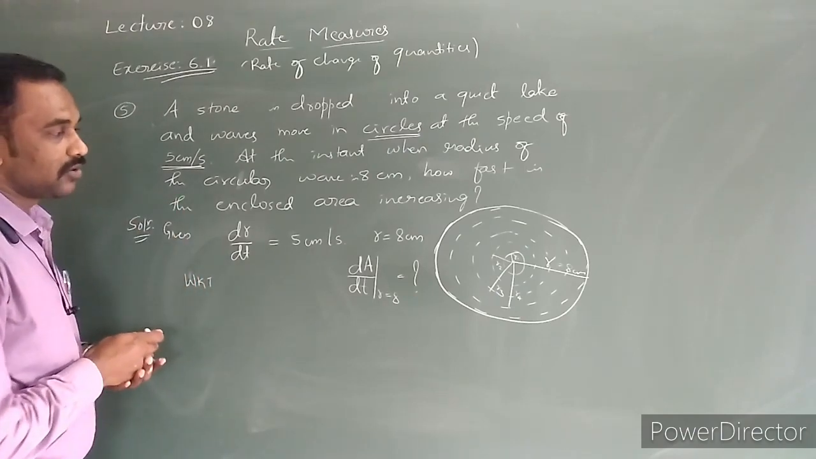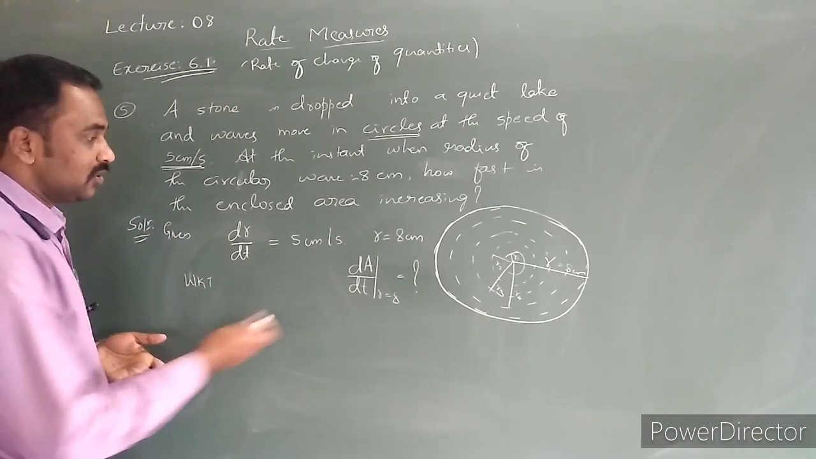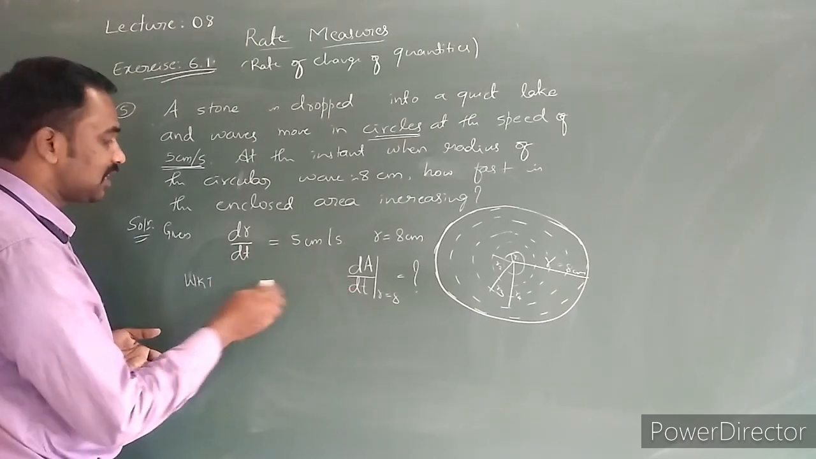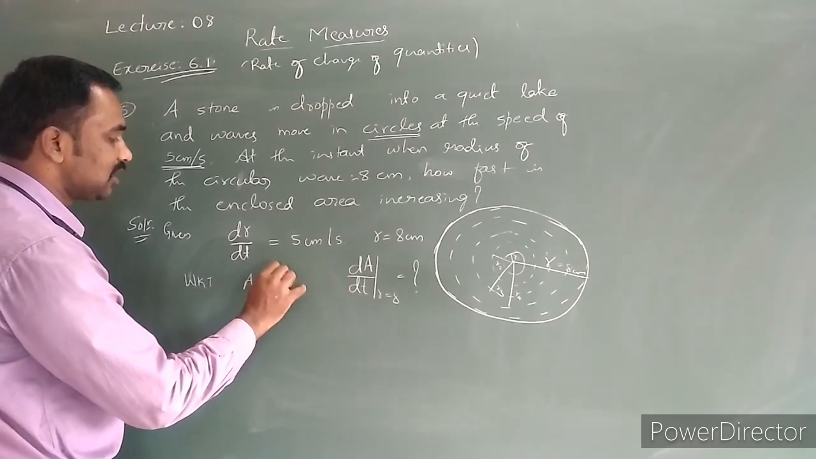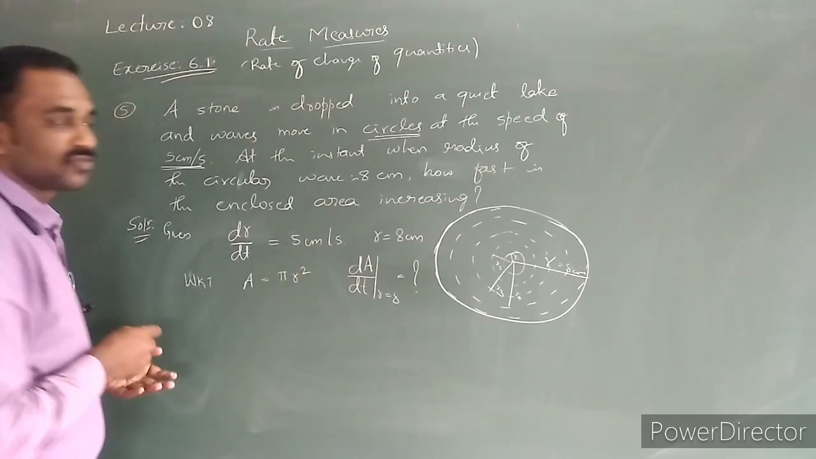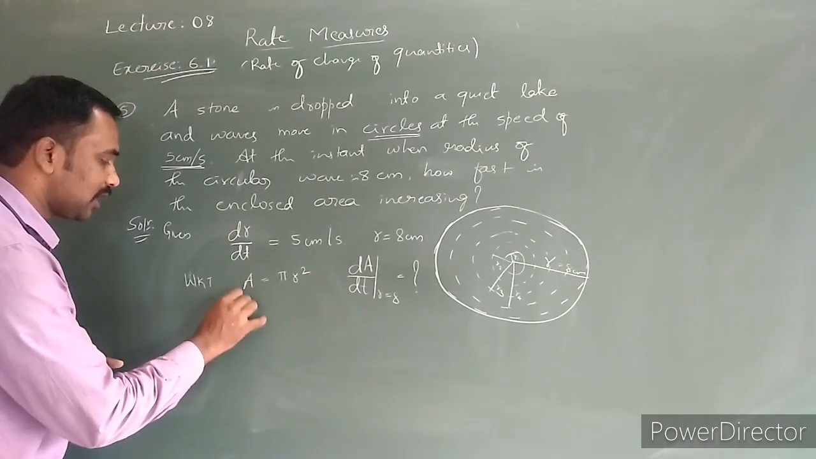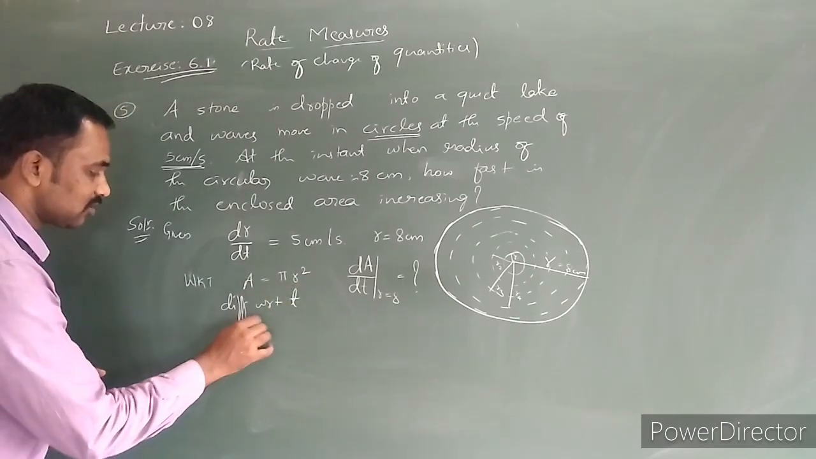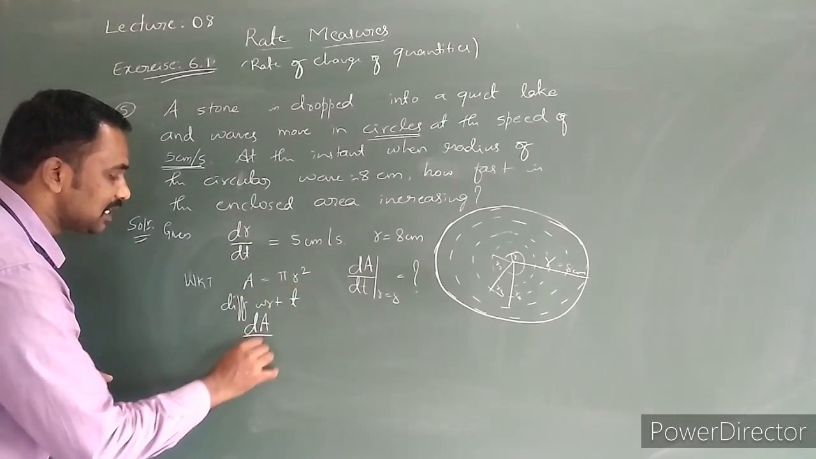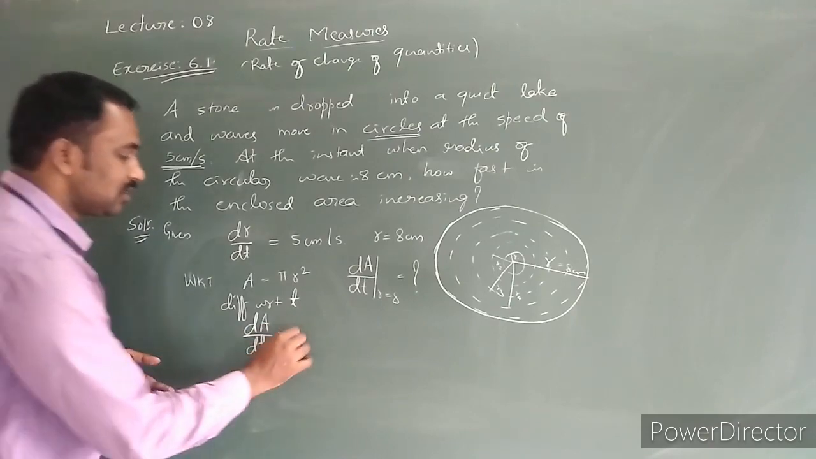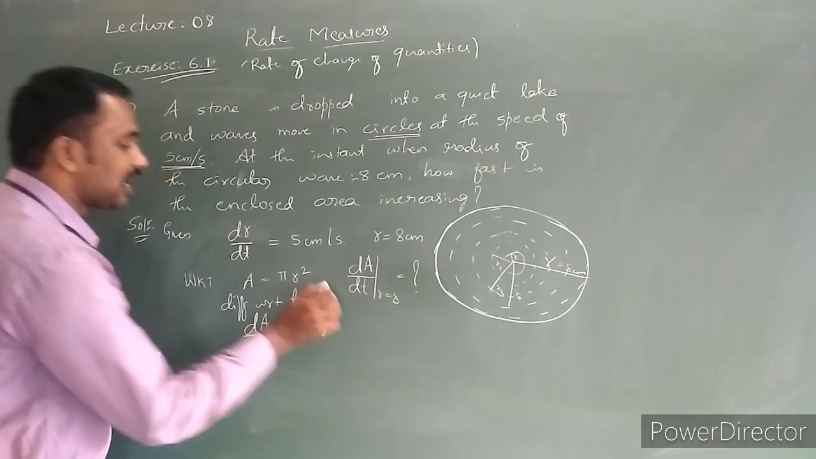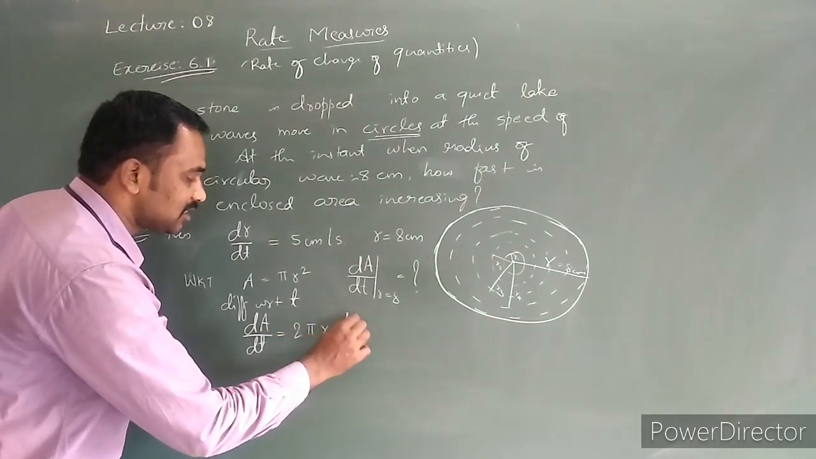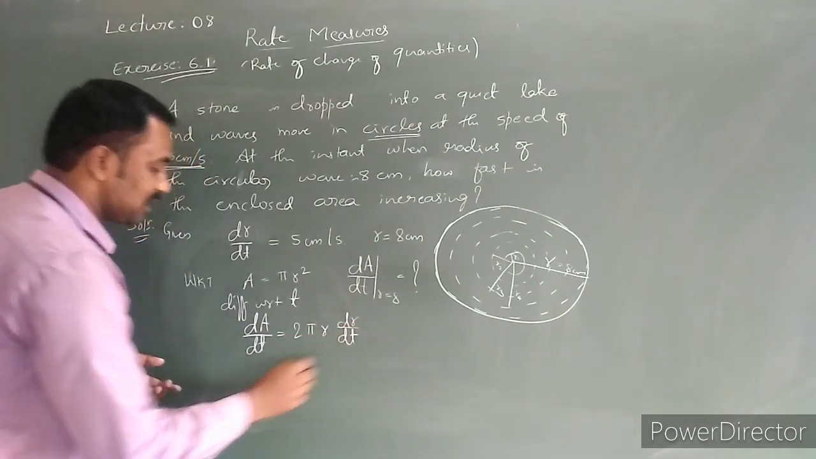Yes, very simple, and now we know the formula. What is the formula we are going to use here? The rate of change of radius is given and the rate of change of area is required. So the area of the circle is pi r square. Differentiating with respect to time, that's all. dA by dt is equal to how much? 2 pi r, and since I am differentiating with respect to time, by the chain rule, dr by dt.